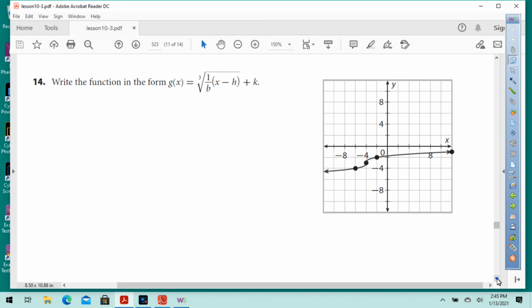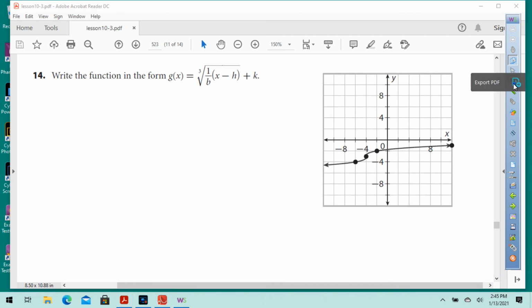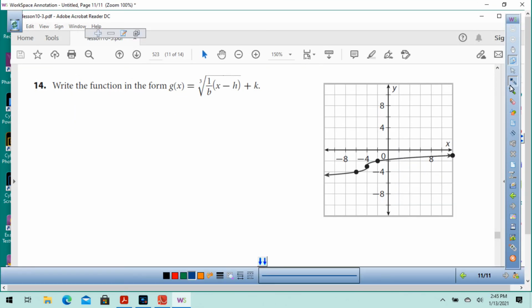Now what about 14? 14 is a little bit different because it's got a b in there, but it's not all that different. It's the same thing. Okay? So I want you to find the equation on your own.